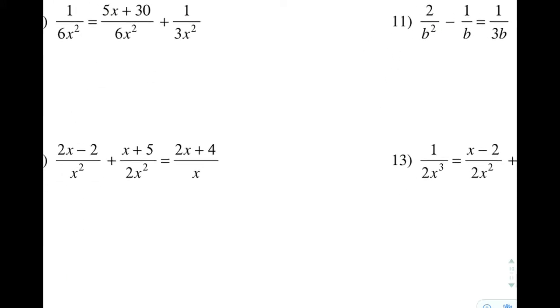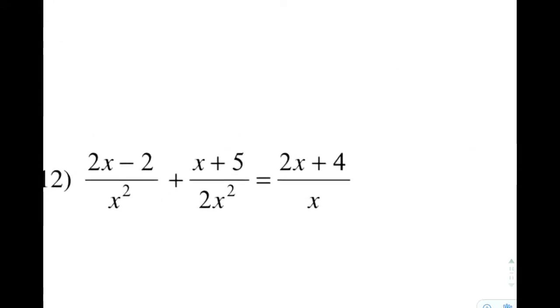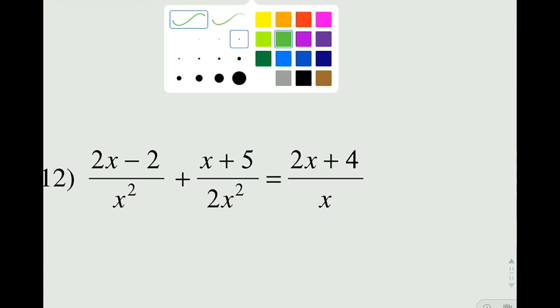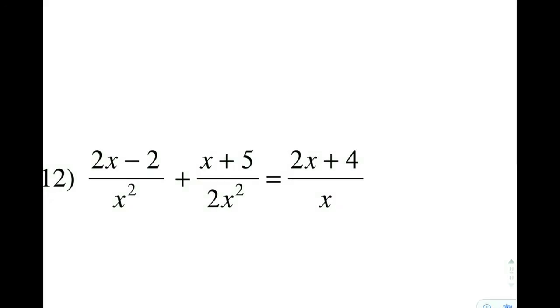One more example we can work on is going to be number 12. When we look at our denominators, I have an x squared, a 2x squared, and an x. My largest number is a 2, and my only number is a 2. My highest power of my x's is x squared, so 2x squared, which means multiplying top and bottom of this one by 2. Notice how I put parentheses on that numerator because there was addition or subtraction going on. I didn't want to miss anything.